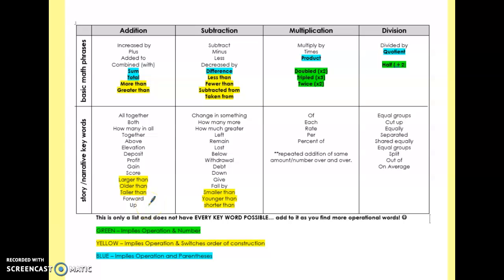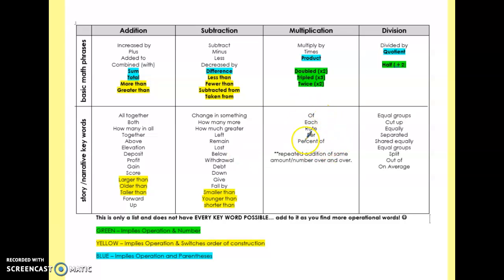Now, again, this list does not have every keyword possible. As you find more operational words, feel free to jot them down. But some of these words, like deposit, deposit is when you go to the bank and you put money into your account. So deposit has an implied operation of addition. Withdrawal for subtraction. Withdrawal is when you go to the bank and you take out money. So that would be, in a sense, applying the operation of subtraction.